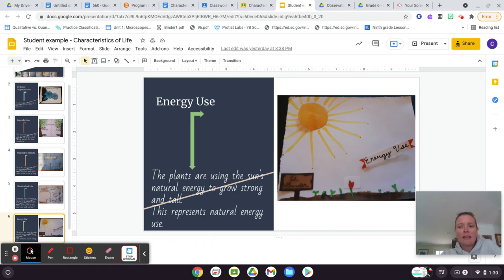So really, this activity is wide open, and I believe it hits on multiple means of representation and expression.